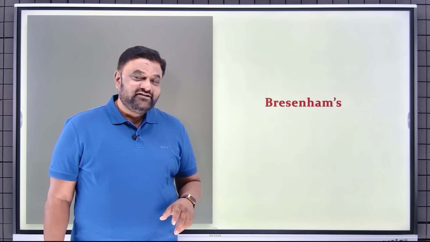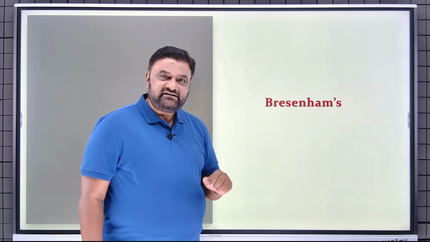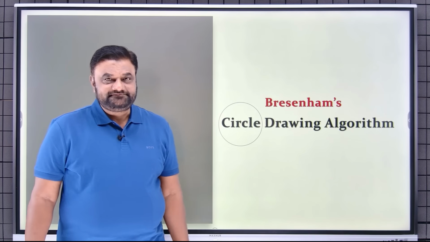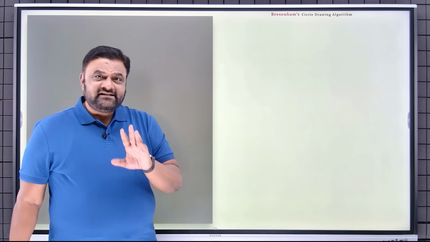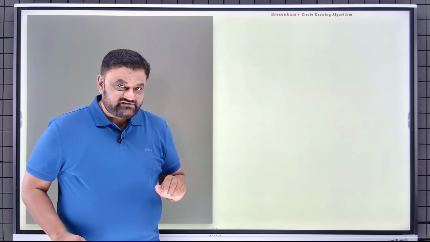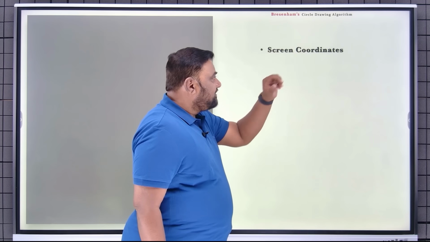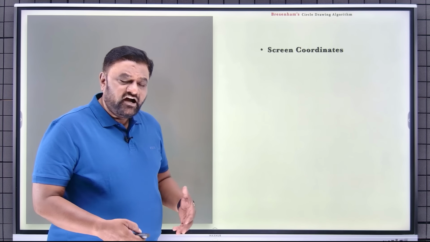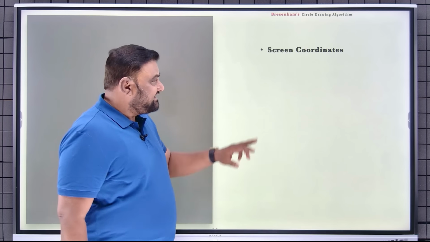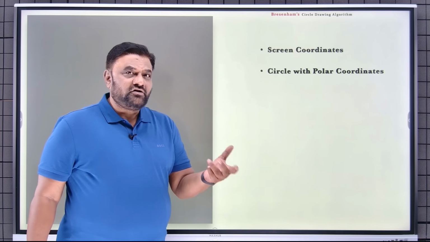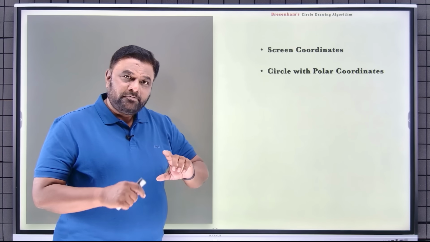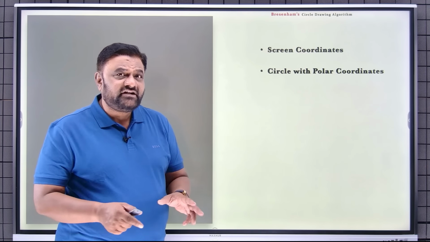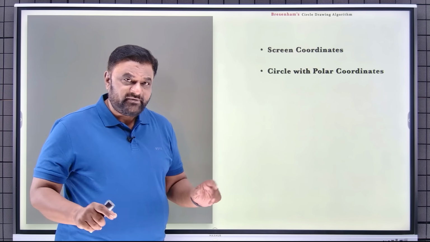Hi, the topic is Bresenham's circle drawing algorithm. In this lecture, what are the topics that we are going to discuss? First, we will understand what are screen coordinates. Then we will see how to draw a circle on the screen using polar coordinates. But for drawing it using polar coordinates, there are some drawbacks. So we'll understand what the problem is, what are the drawbacks.